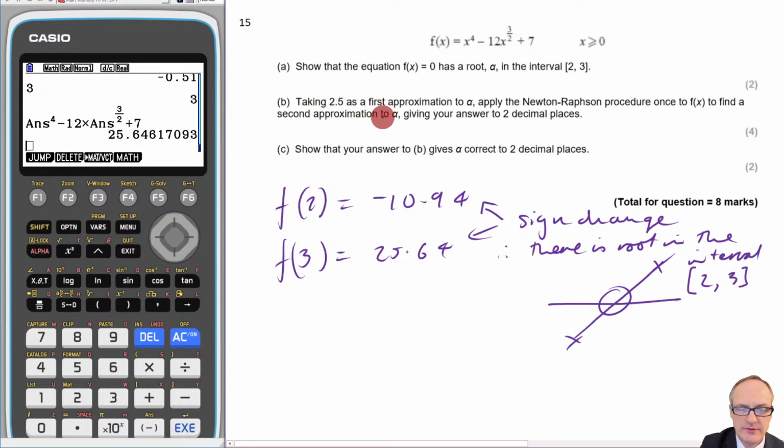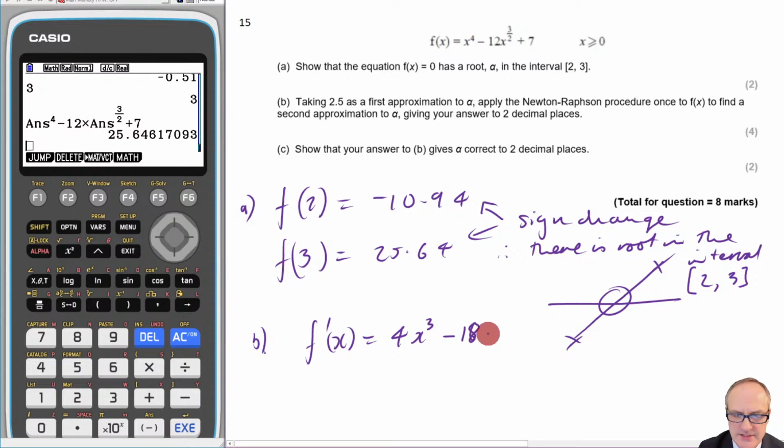Now, taking 2.5 as a first approximation to alpha, apply the Newton-Raphson procedure once to find a second approximation to alpha. For part B, we need to know the first derivative, because we need that for the Newton-Raphson method. So f dashed of x is: times by the power 4, take 1 off the power, gives me 4x cubed. Then times the power 3 over 2 times 12 is, sorry, not 16, 18x to the half.